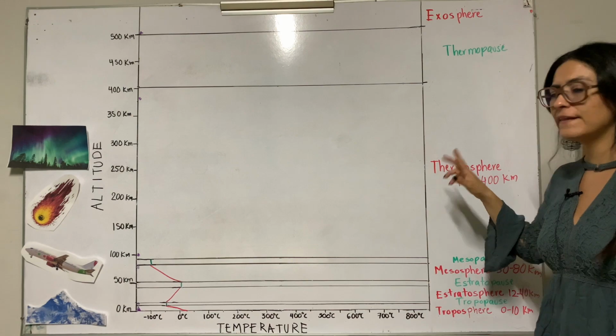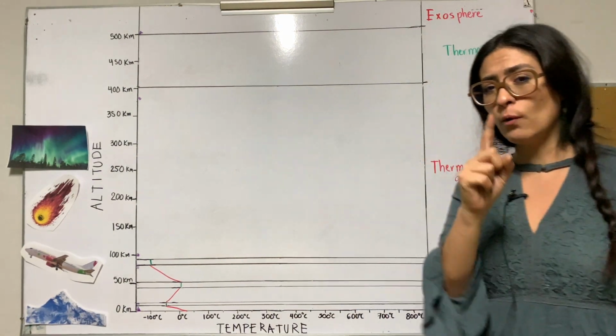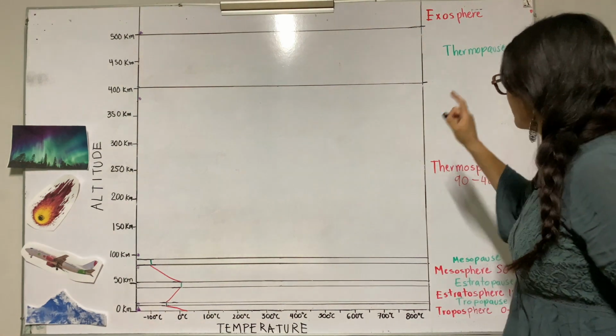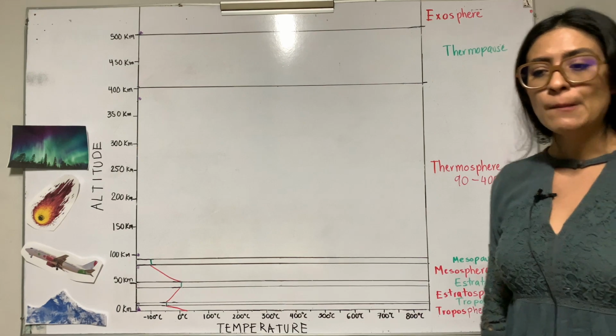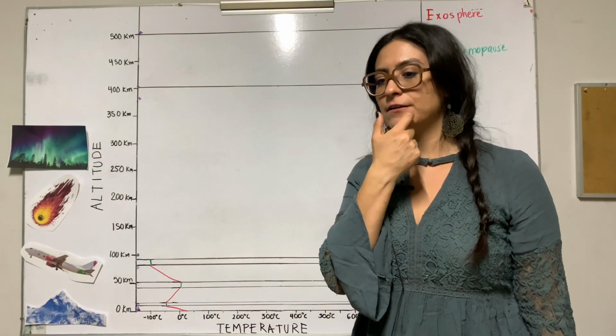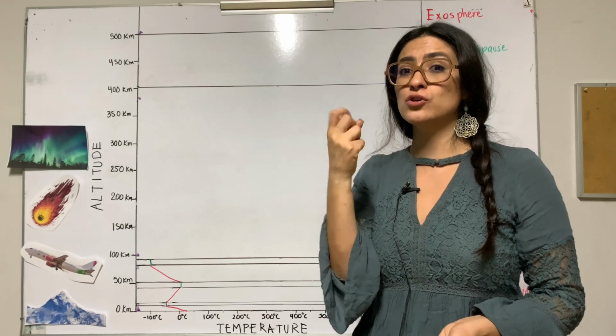The thermosphere and the ionosphere are not exactly the same, because the ionosphere involves part of the exosphere, all the thermosphere, and also one part of the mesosphere. But this layer, the ionosphere, is kind of different because it shrinks or expands depending on the absorption of the sun rays.